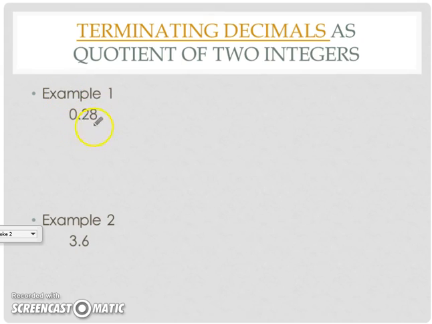For this first example, 0.28, I can see that this decimal is in the 100ths place, so your initial fraction you would write over 100, and then you would just simplify it. Both of these numbers have a 4 in common, so if I divide out a 4 from each of those numbers, I would end up with the fraction 7/25, and I can see this is a quotient of two integers because there's a numerator and a denominator, no mixed number on the outside.